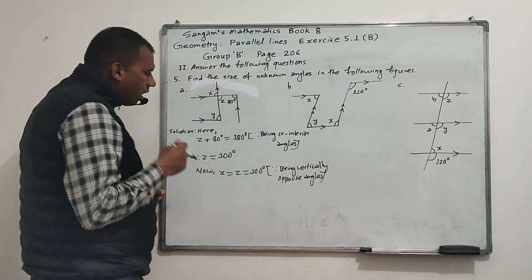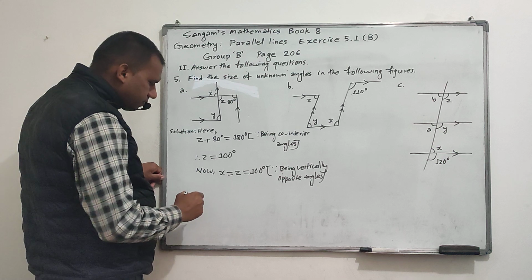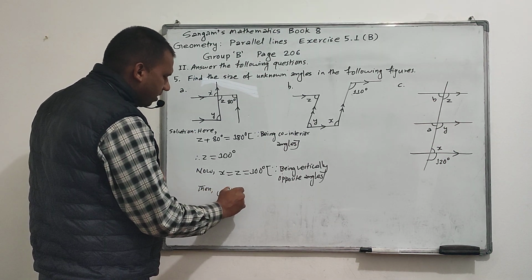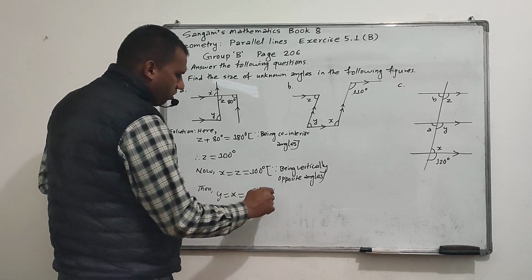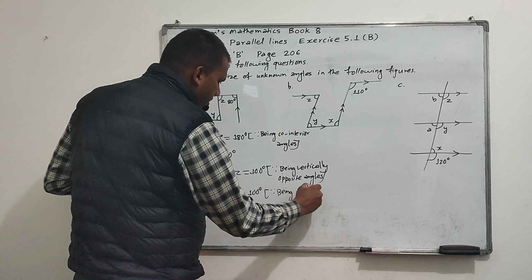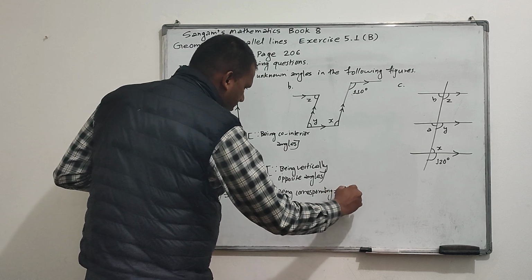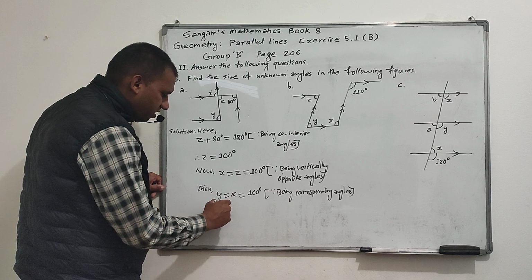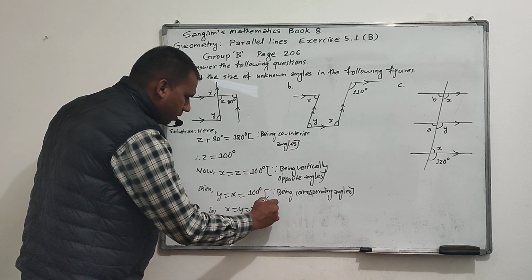Now, after this, y and x are equal, they are corresponding angles. Then we can write y equal to x equal to 100 degree, being corresponding angles. So we can write x equal to y equal to z equal to 100 degree.